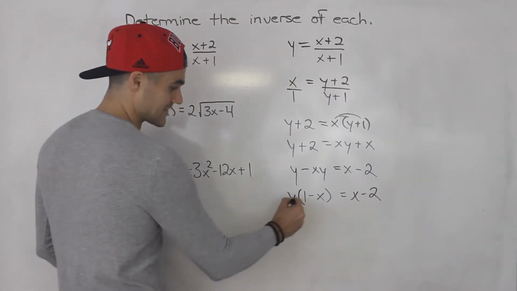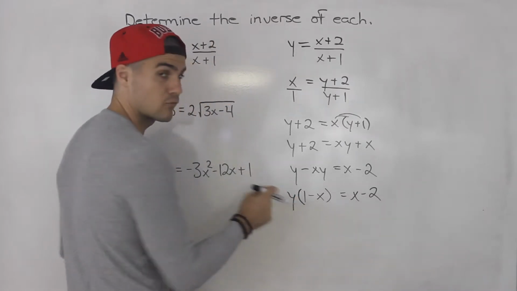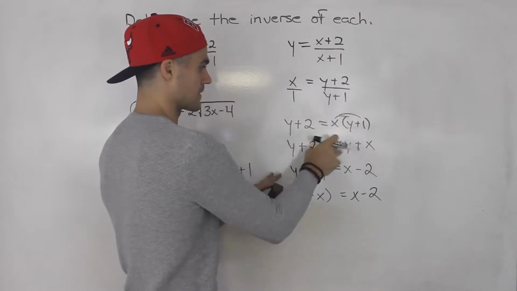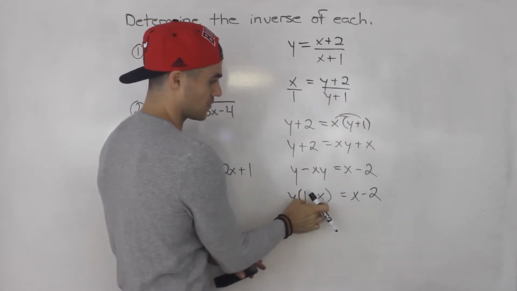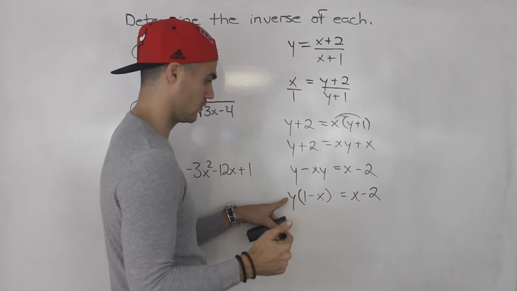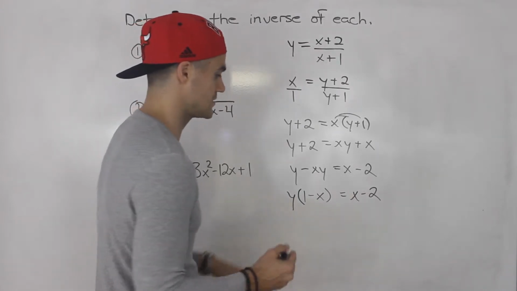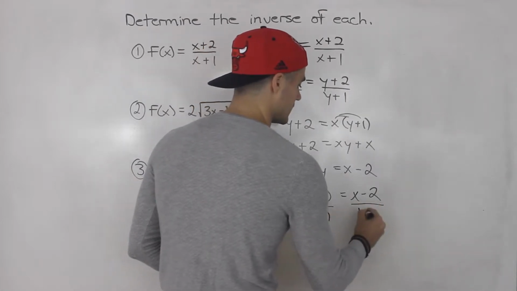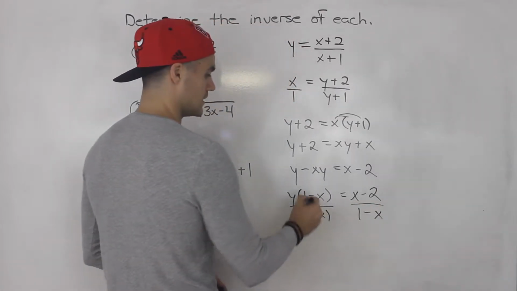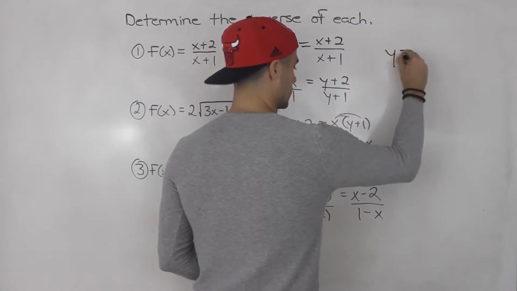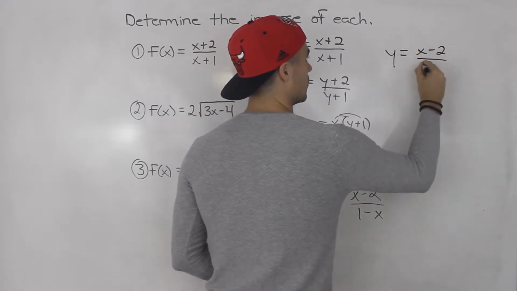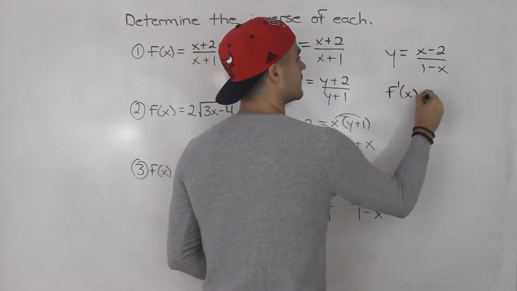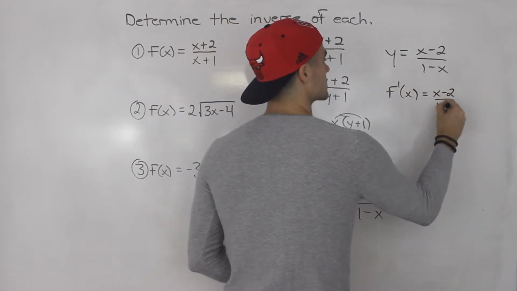And then from here, to isolate for this y, notice that now we have one single y to work with. Notice all the way up until this point, we were always working with two y's, but now we're just working with one. It's way easier to isolate. You just divide both sides by 1 minus x, right? So basically, y equals (x minus 2) over (1 minus x). So the inverse is (x minus 2) over (1 minus x).